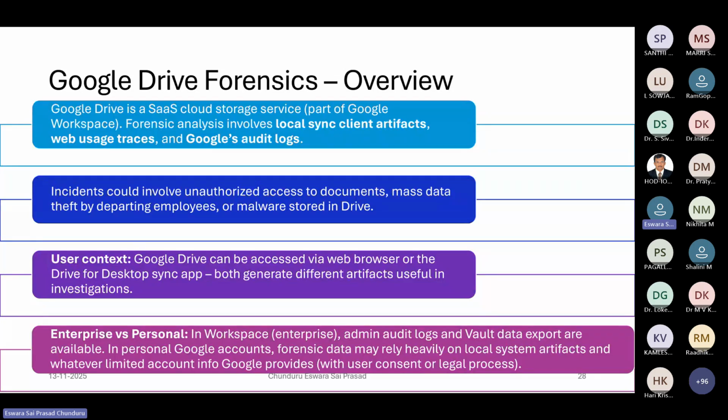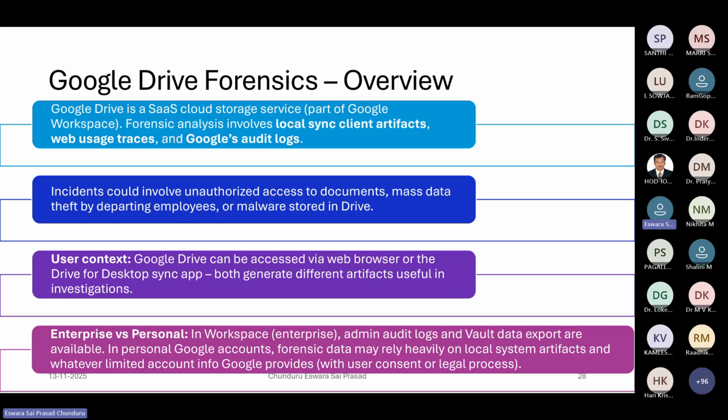And coming to the other scenarios, there is enterprise level Google Drive access and personal level Google Drive access. As I have mentioned, the case that is in Google Workspace related activity is an enterprise scenario. We have to focus on admin audit logs and Vault data export logs, if at all available, from Google Workspace in the case of enterprises. In the case of personal Google accounts, forensic data may rely heavily on the local systems, that is, the PC, the desktop or the mobile phones, and whatever limited account info Google provides, that also will be available over the internet.